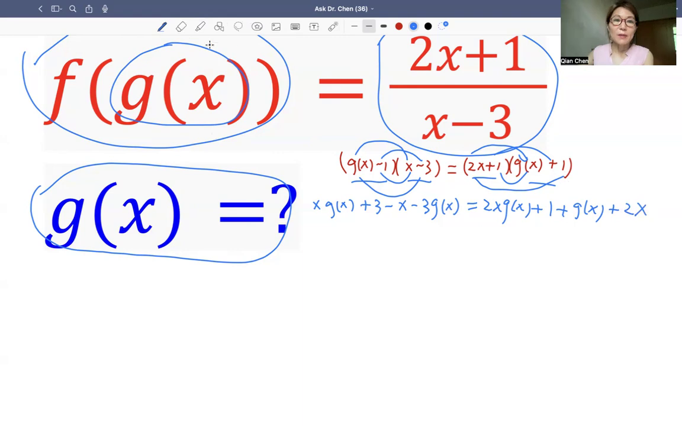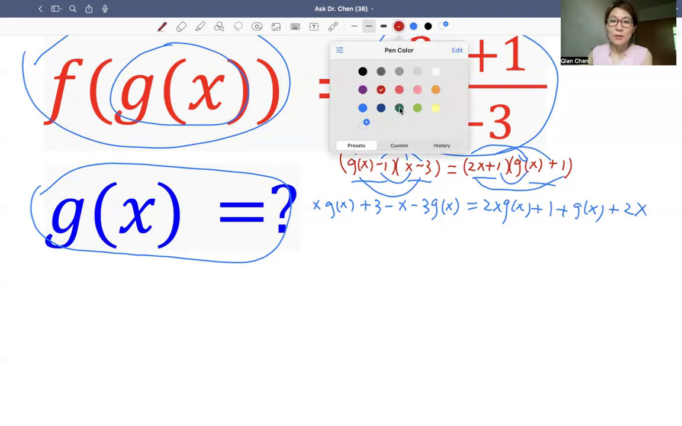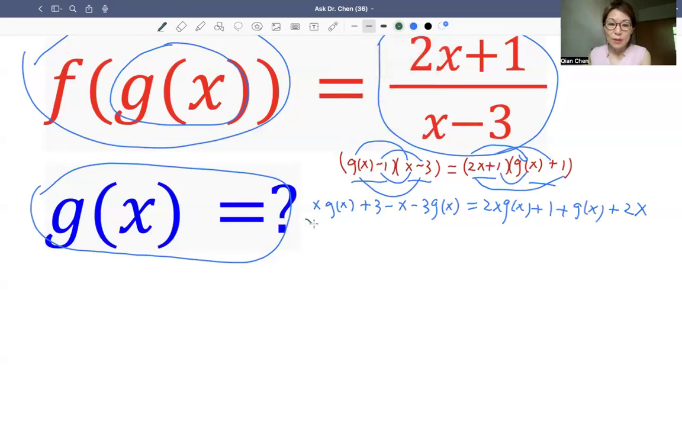Now let's simplify. So how do we simplify? We need to combine like terms. So we have x, g of x. So we want to put a g, because our goal is to solve a g of x. So we want to put the terms of g of x together. So -3 g of x. So we have x -3 g of x. G of x is a common factor of those two terms, okay? Then +3 minus x. That's on the left-hand side.